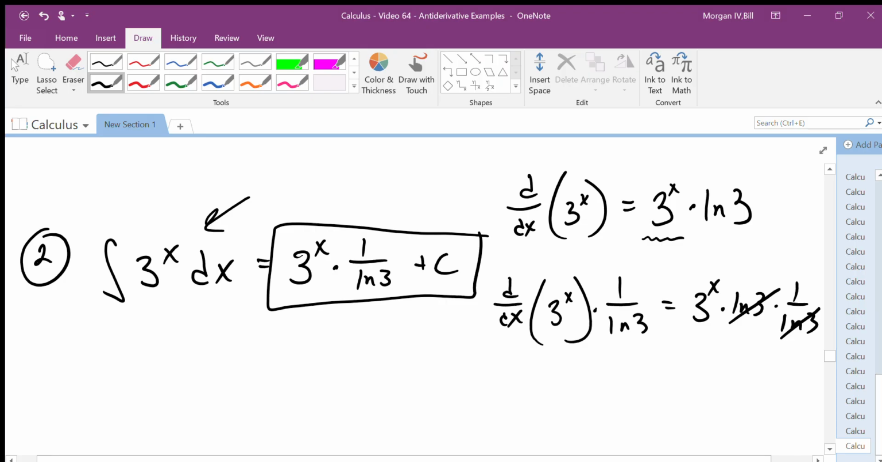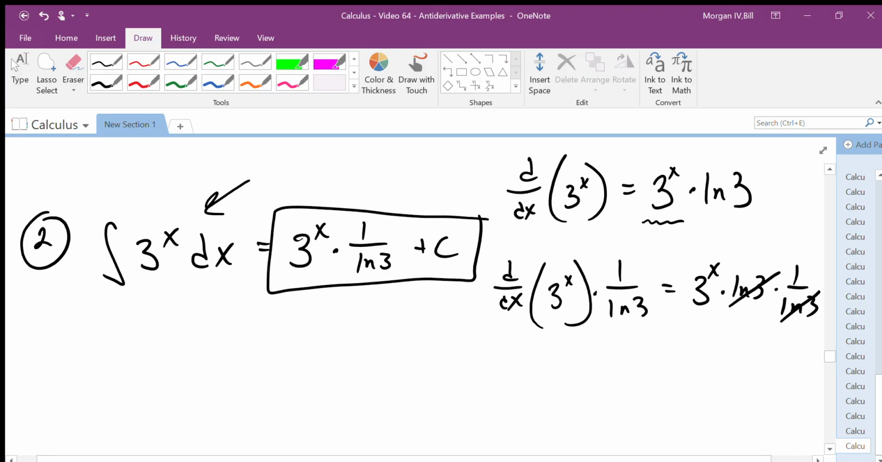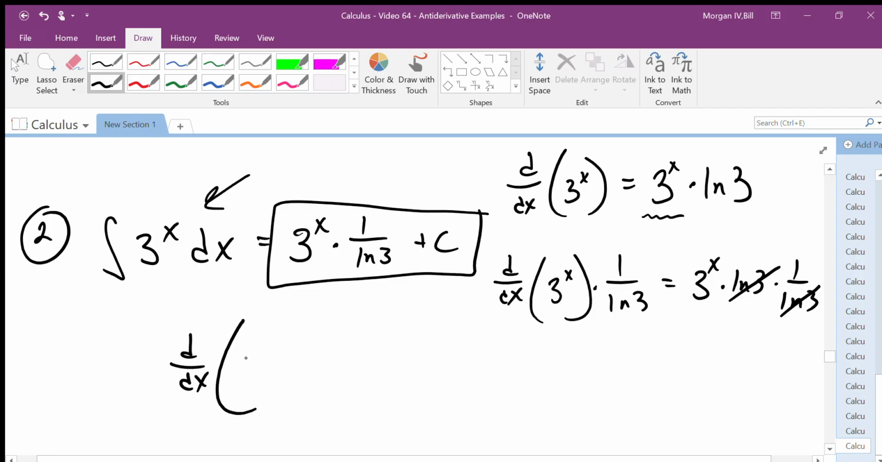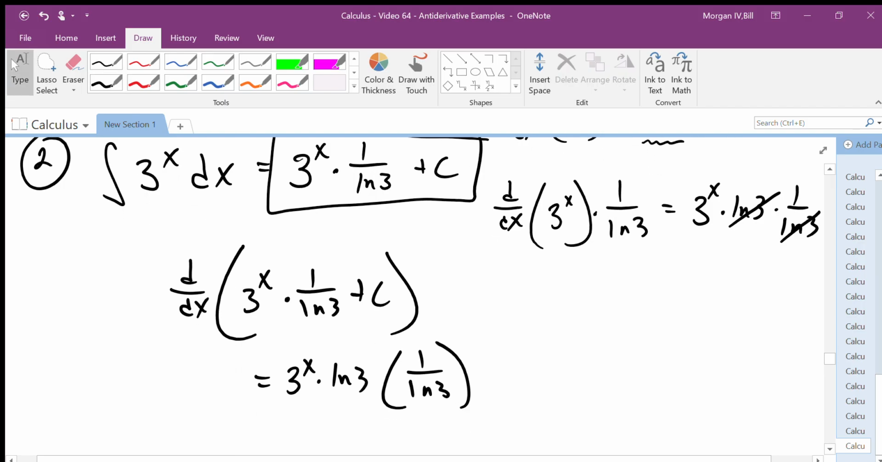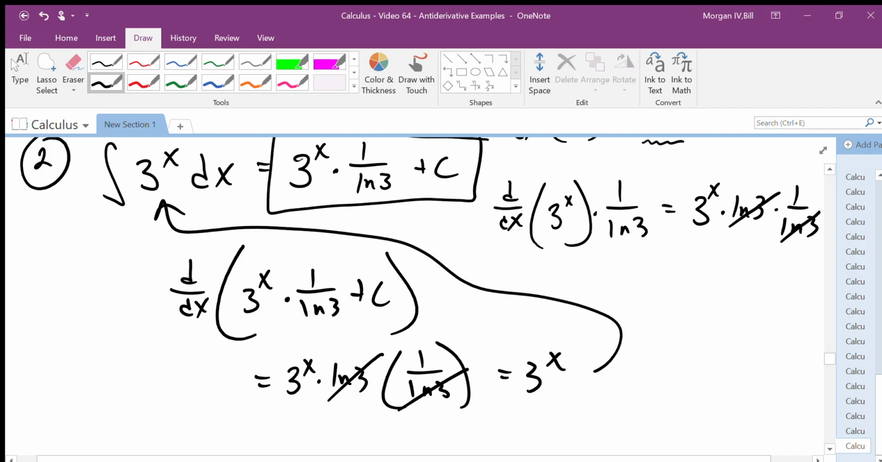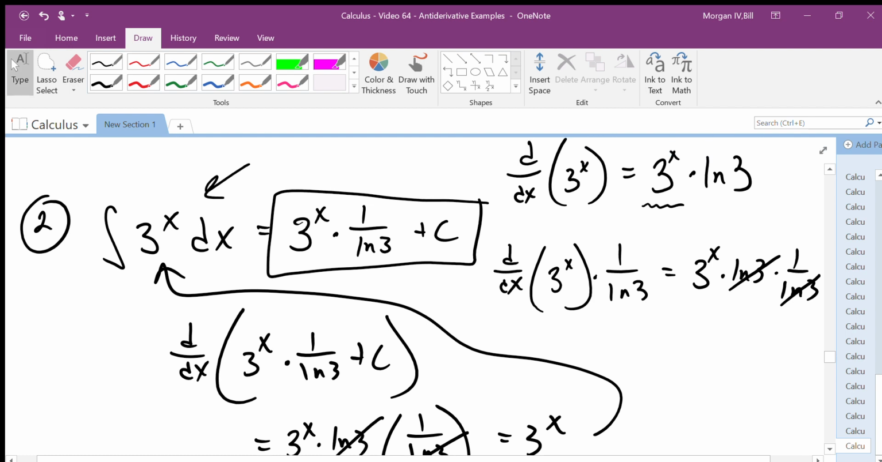And the reason is, if you took the derivative of 3 to the x times 1 over natural log of 3 plus c, you would get itself, 3 to the x, times the natural log of 3 times that 1 over natural log of 3; the derivative of c is 0. Those cancel out. That's just 3 to the x. That's the exact same thing that you have right here. So when you're doing the antiderivative of an exponential and it's not base e, you need to multiply it by 1 over the natural log of that base.